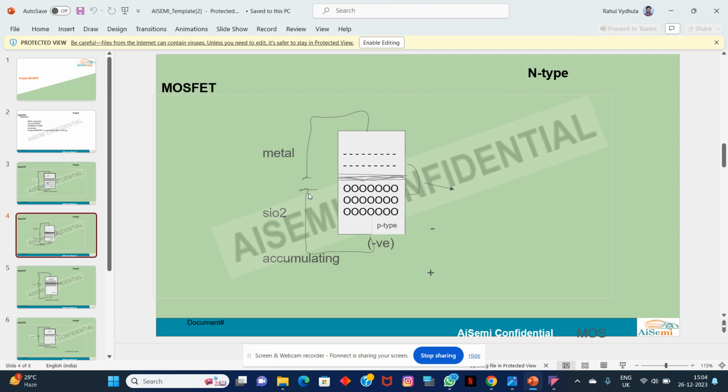Another terminal is connected to the P type. In the P type, the majority charge carriers are the holes, and this positive terminal and the P type will repel each other and try to accumulate towards the SiO2 region. This is called accumulation.